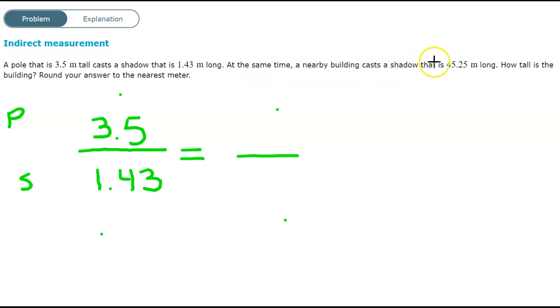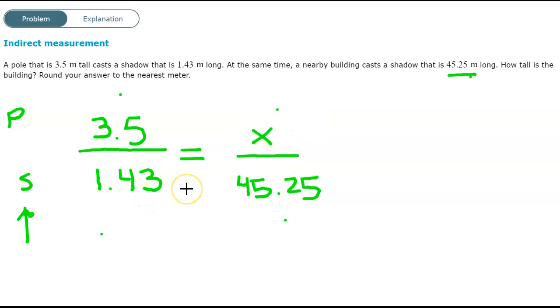Okay, so at the same time, a nearby building casts a shadow that's 45.25. That's not the height of the building, okay? If it was the height of the building, we would put that up in the numerator because this is the height of the pole. But it's the shadow, so I'm going to go ahead and match that up with the shadow down here. So I'm going to say 45.25. I'm just going to use x as my variable here. And then I'm going to cross multiply.